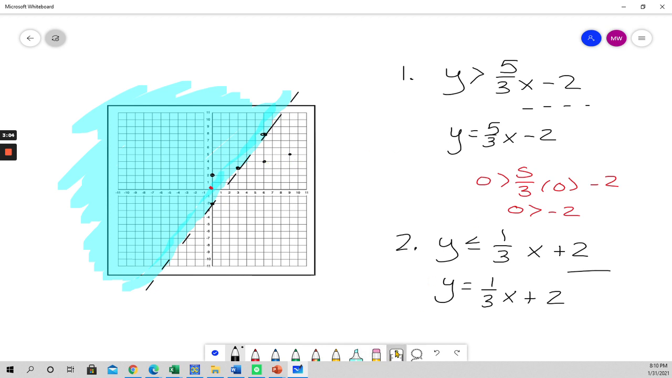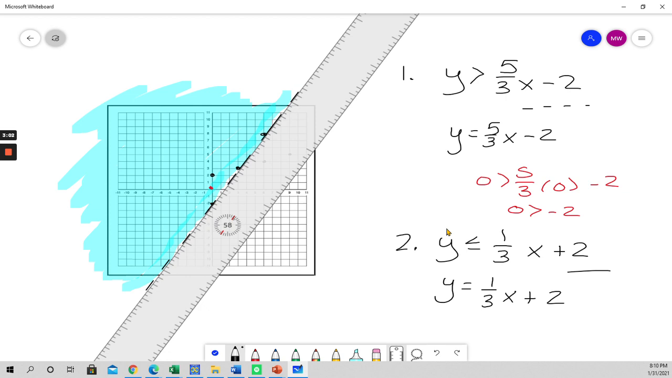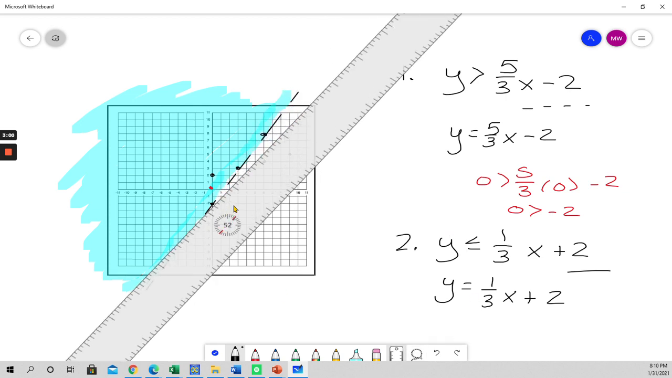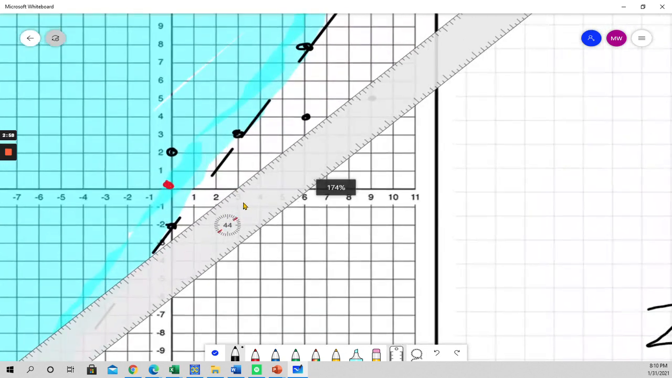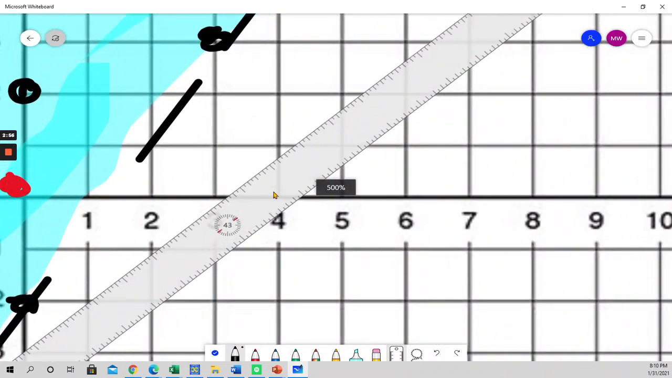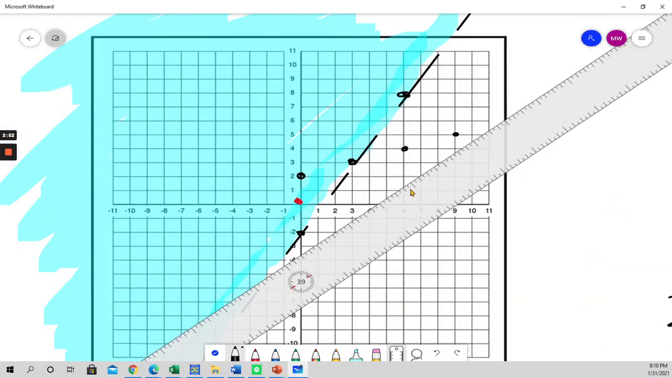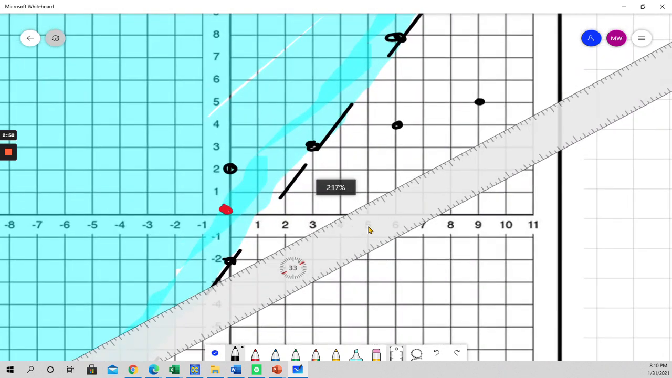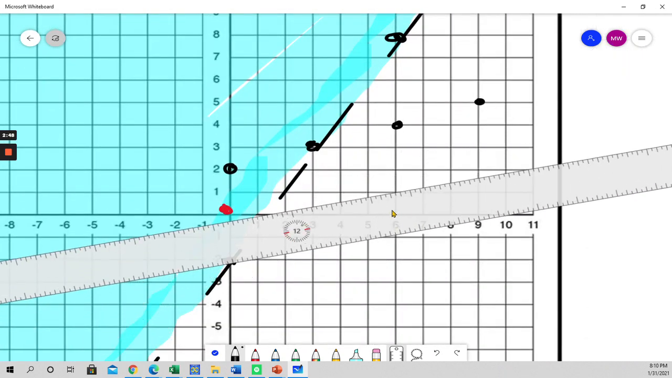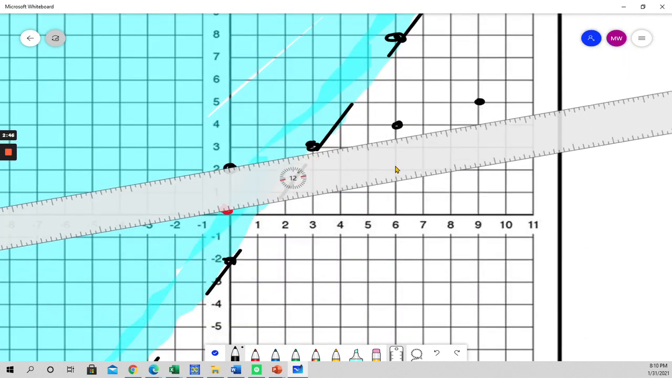I'm going to break out my ruler. This is going to be a solid line because this says it is less than or equal to.